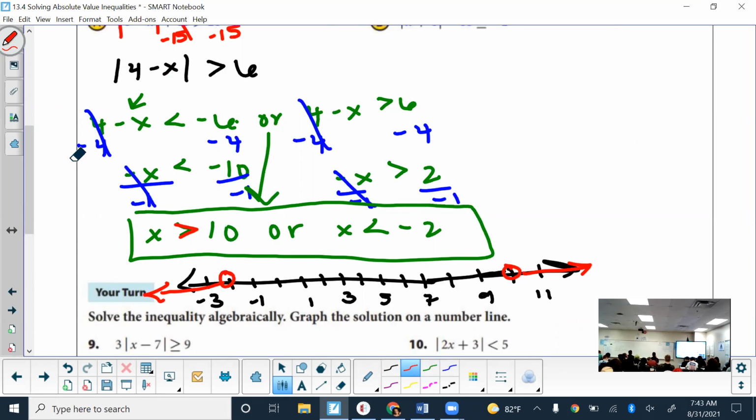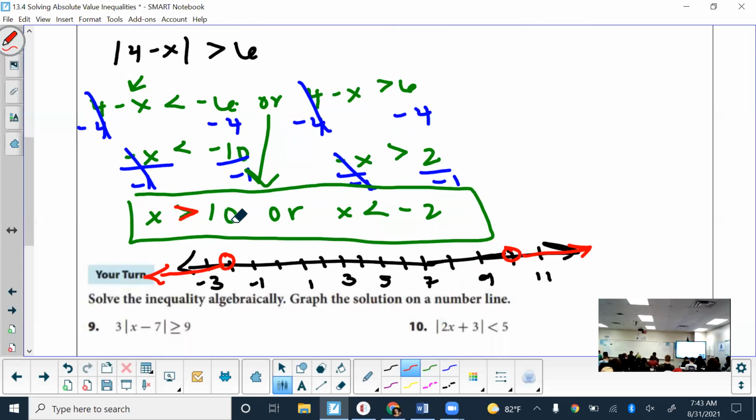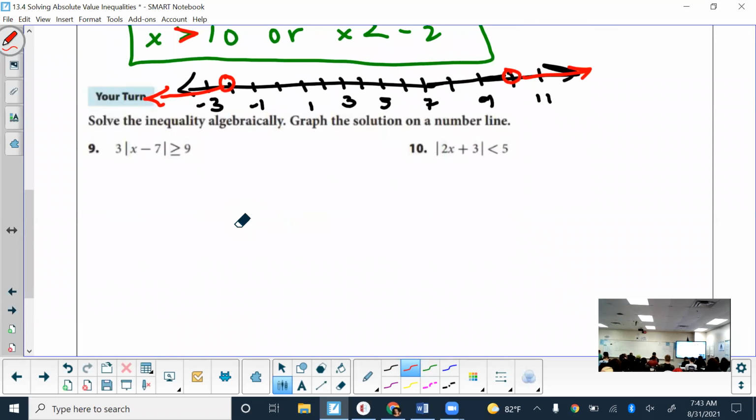All right, I'm going to show you. Actually, I'm going to have you try on the your turns. Down here where it says your turn, this time I'm not having you go in your workbook. You are going to try number 9. So number 9 is going to be your turn. Try it out.